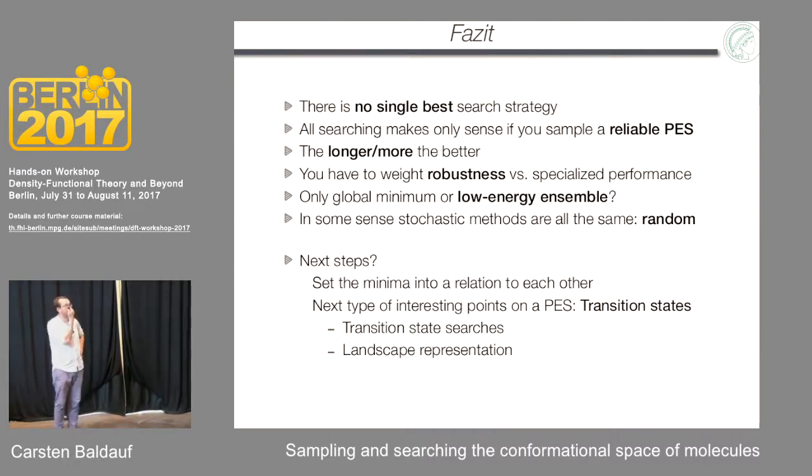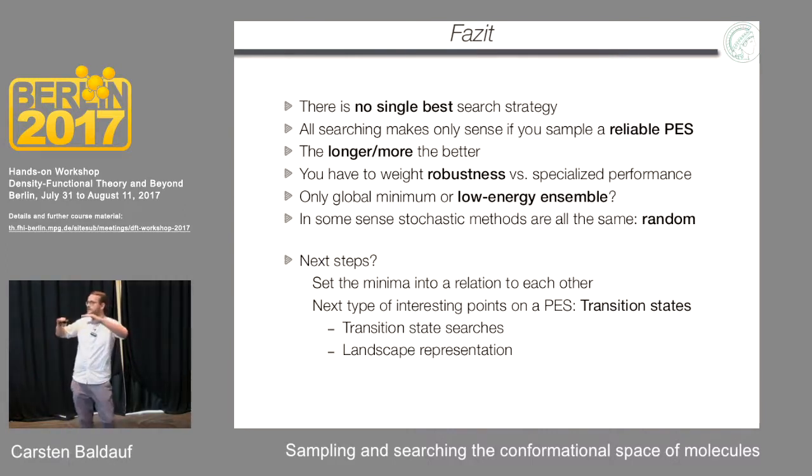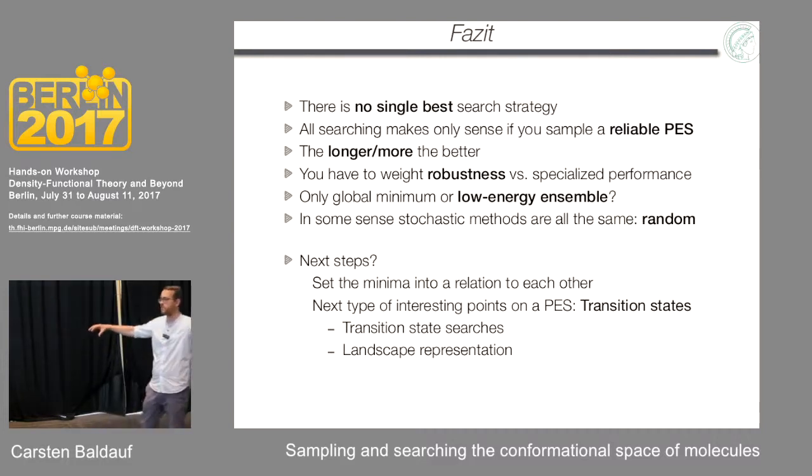What we have of course not covered in this talk, and I will also not do that, are the next steps. For example, when you have such a low energy ensemble, you would like to set these minima into relation to each other. One relation you already have is the energy, you know the differences between them, but it's also interesting to know how they are related to each other in structure space. Are these two minima close neighbors, or are they very distant from each other? Are there minima in between them?